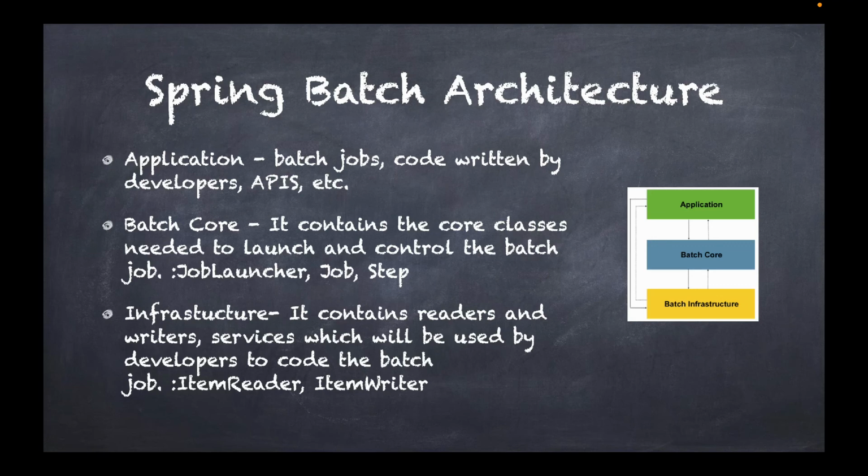Infrastructure is the third part, and it basically contains the readers, writers, and services. As I've told you, batch jobs will use these things, and these services come under infrastructure. So these are basically used by the developers to code the batch job. And as you know, it consists of item reader and item writer. So that's it for this small introduction to Spring Batch.